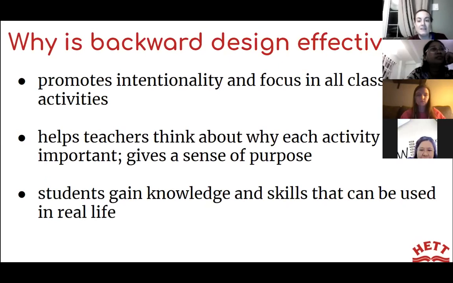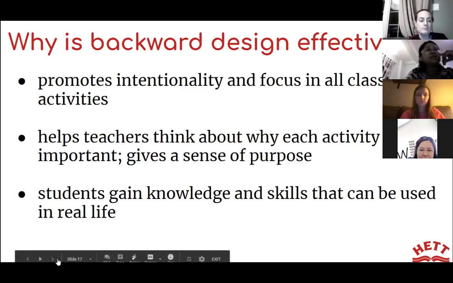Promotes intentionality and focus in all class activities. So everything is focused on that end goal. It helps teachers think about why each activity is important, and it gives a sense of purpose. So I'm doing this activity because it matches with that end goal. Students gain knowledge and skills that can be used in real life because you're thinking about the end goal.